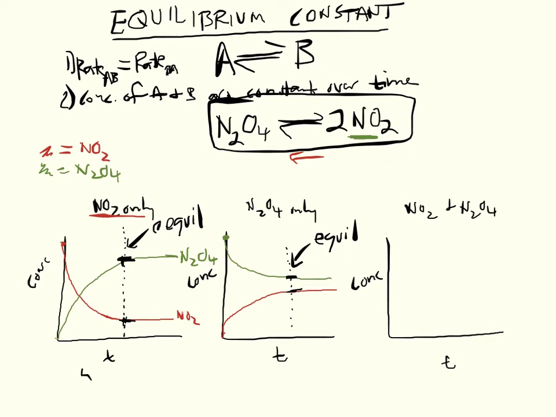A third possibility is if we start with NO2 and N2O4. Let's just say we start with a little bit more of N2O4 than NO2. Well, we know that this reaction is going to occur in the forward and reverse direction. So maybe we get something that looks like this.